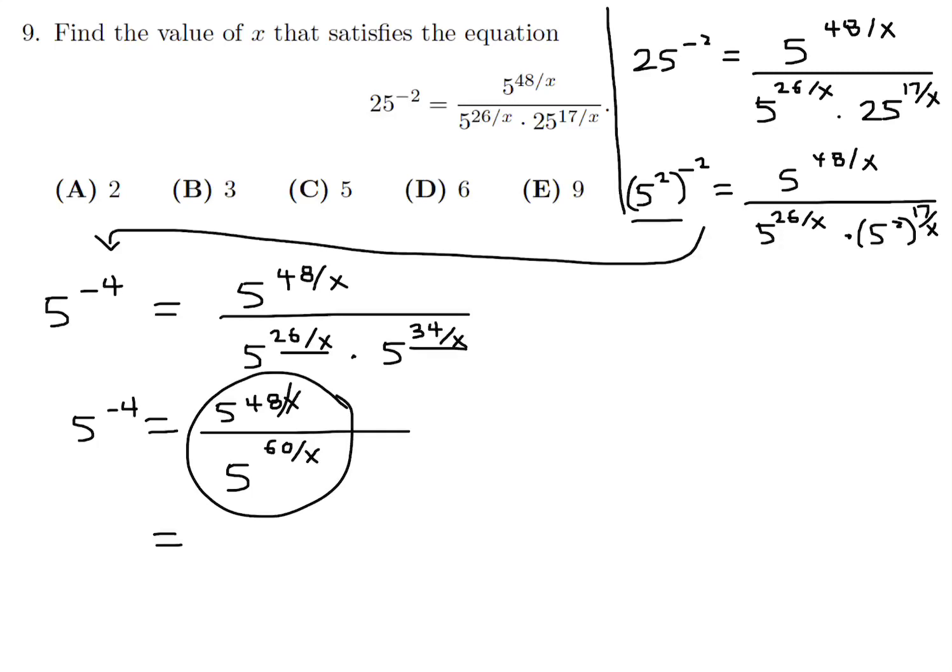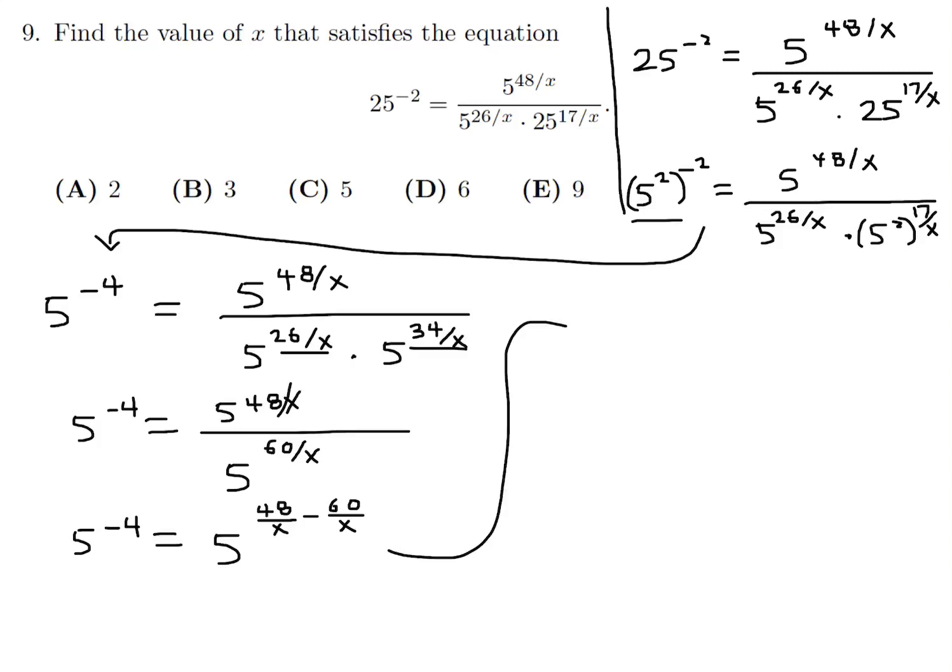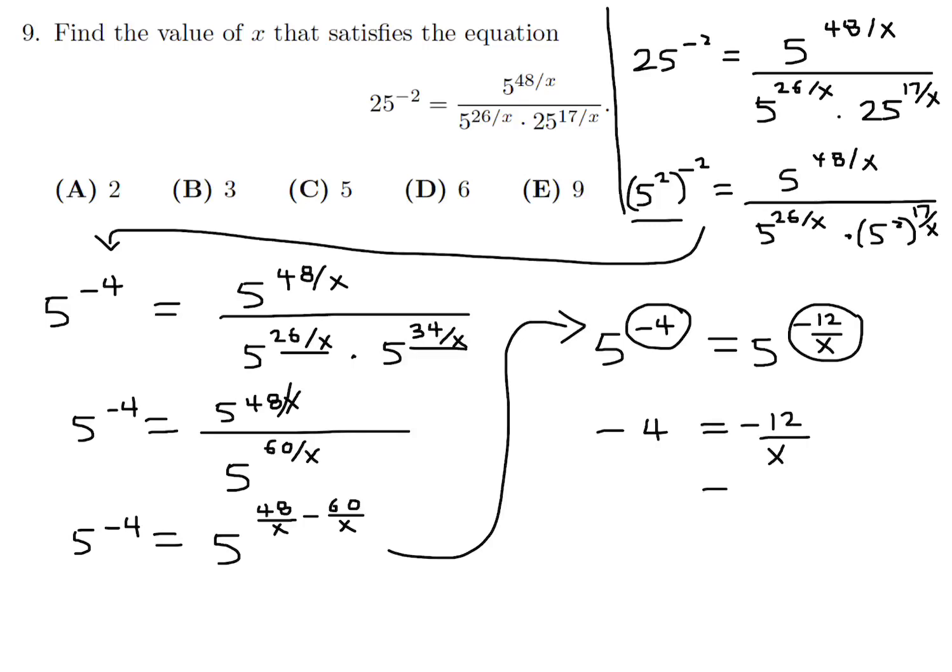And then now this guy here, you will subtract the exponents, so it'll be 48 over x minus 60 over x, like that. 5 to the negative 4. So 5 to the negative 4 looks like 5 to the negative 12 over x. All right. Bases are the same, so that means these exponents have to be the same. So negative 4 is equal to negative 12 over x. That means x is equal to negative 12 over negative 4. x is therefore equal to 3. So number 9, the answer is B.